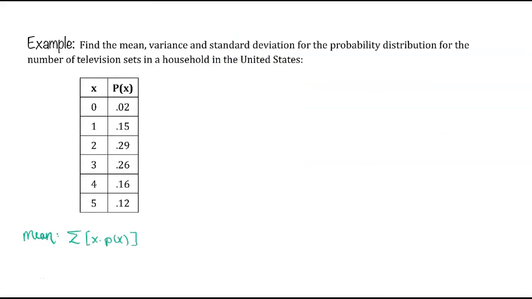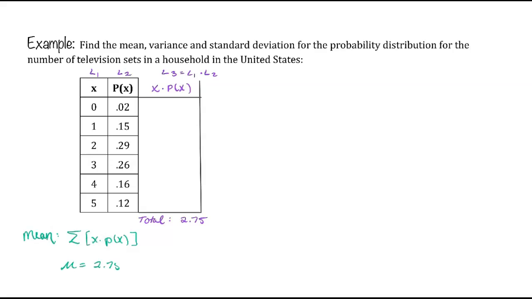To summarize what we just did, we put all of our x values into List 1 in our calculator, and we put all of the p of x values into List 2. We then defined List 3 to be x times p of x, or List 1 times List 2. And once List 3 was created, we added up its values, and that total was the mean, 2.75. The mean value for this probability distribution is 2.75.